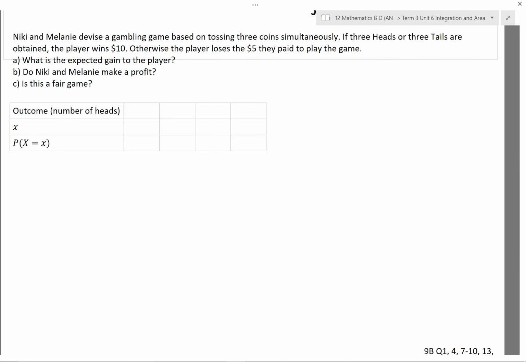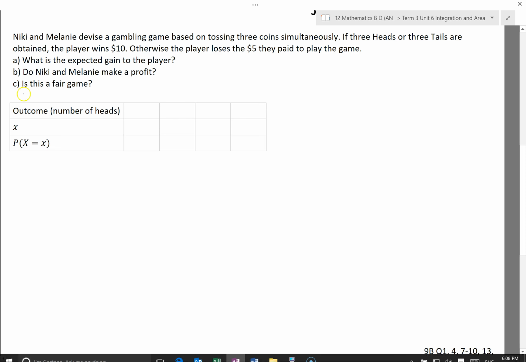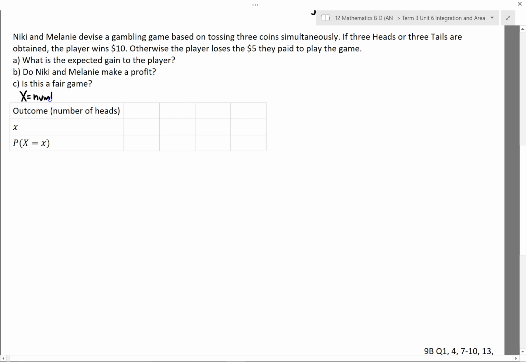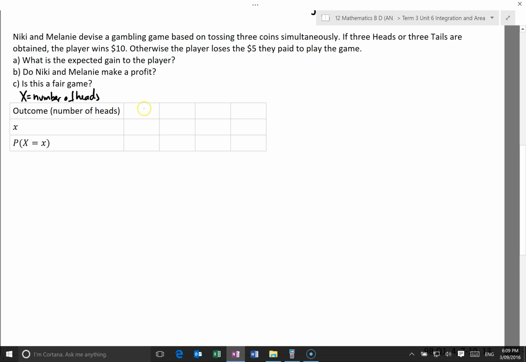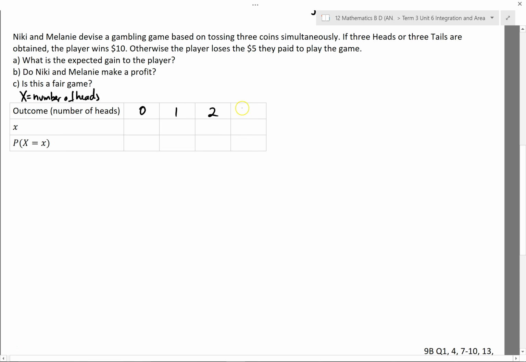Nikki and Melanie devise a gambling game based on tossing 3 coins simultaneously. If it's all heads or all tails, the player wins $10. Otherwise, the player loses the $5 they paid to play the game. So first of all, what's the expected gain to the player? In my probability distribution table, I'm just going to be counting the number of heads. I'm going to define my variable as the number of heads. I can have 0, 1, 2, or 3 heads.